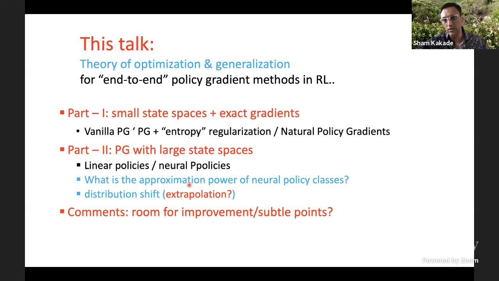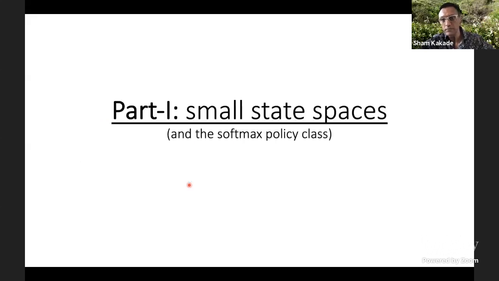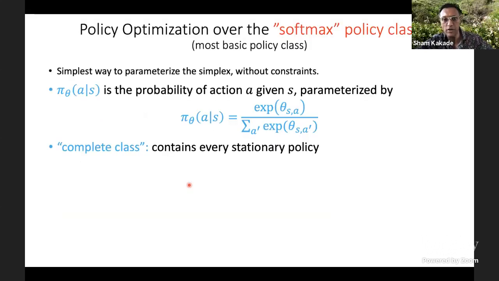And I'll actually be getting into what that means with regards to policy gradient methods. Okay, so jumping in with the small state space case, we're really going to focus on the softmax policy class because it's really just one of the most basic ways to parameterize the space of all stationary policies.